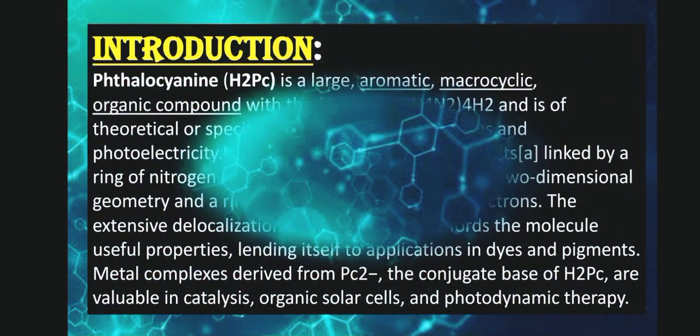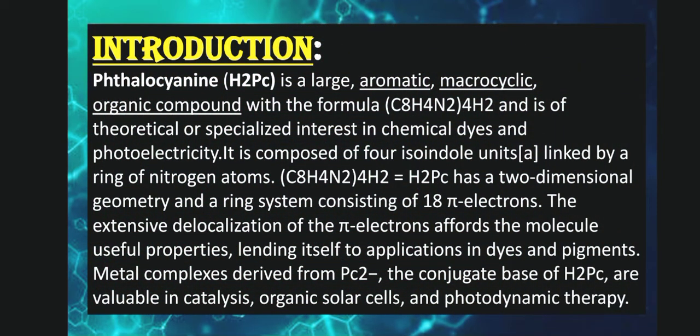The first question arises: what is phthalocyanine? It is a large aromatic macrocyclic organic compound with the formula C8H4N2 and is of theoretical or specialized interest in chemical dyes and photoelectricity. It is composed of 4 isoindole units linked by a ring of nitrogen atoms.